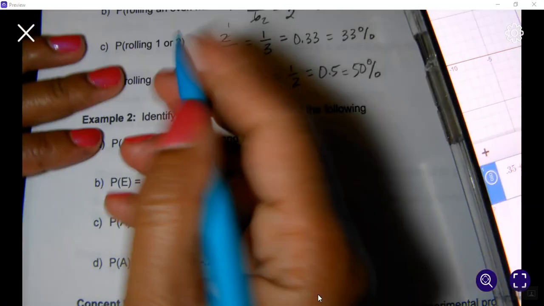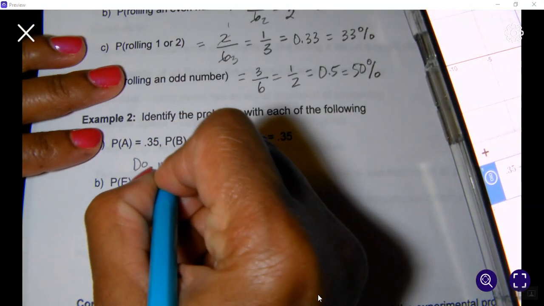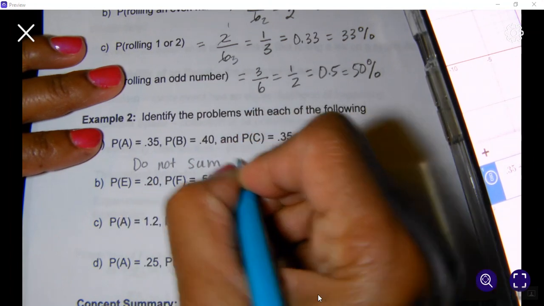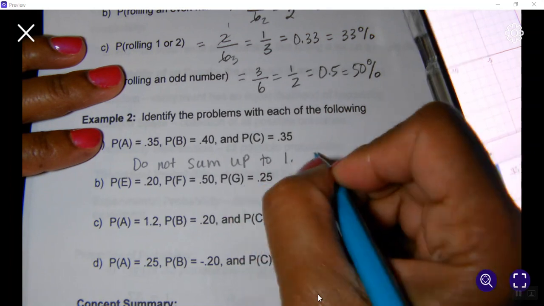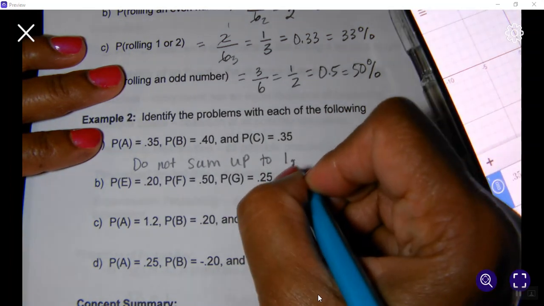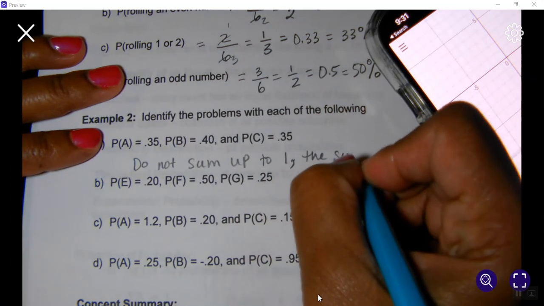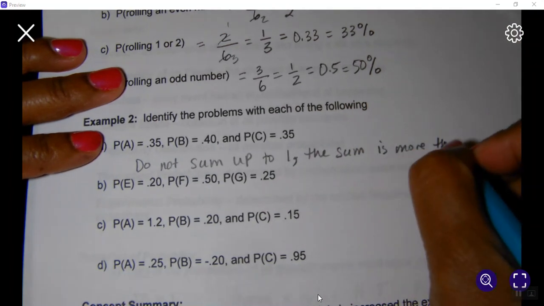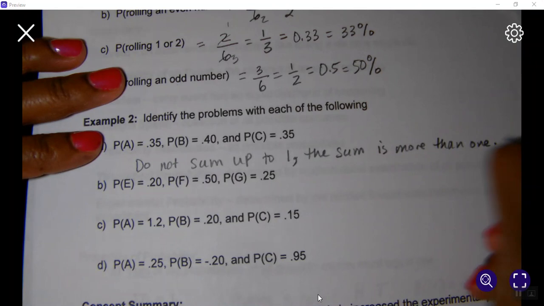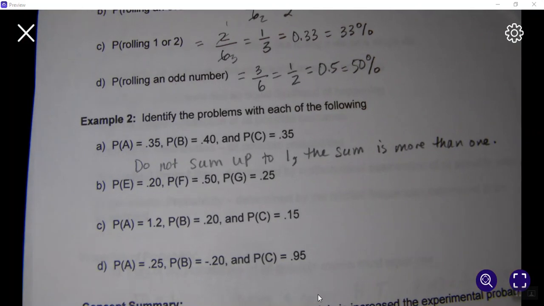So they do not sum up to 1. The sum is more than 1, which cannot be when you're doing probability.